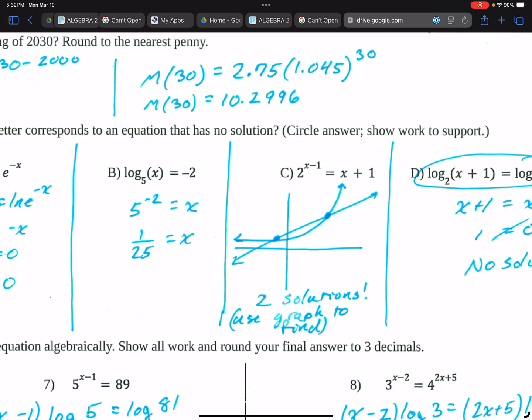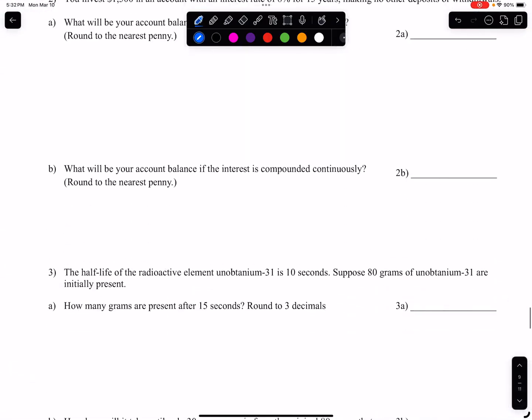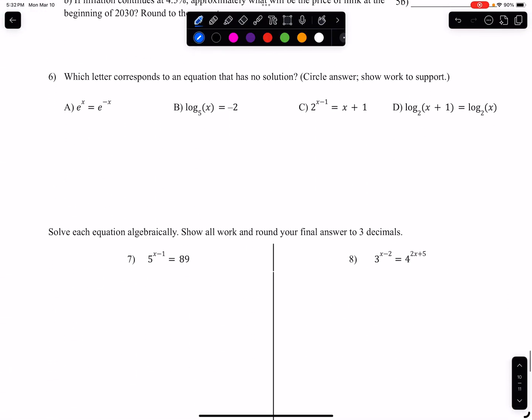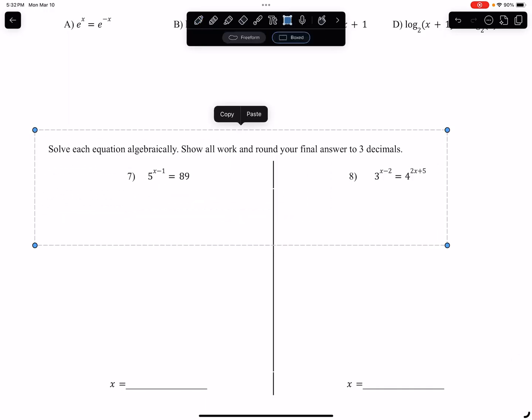So this one, do you know how to do these? I think you missed this too. Yeah, probably. So that one. So if we copy these two.